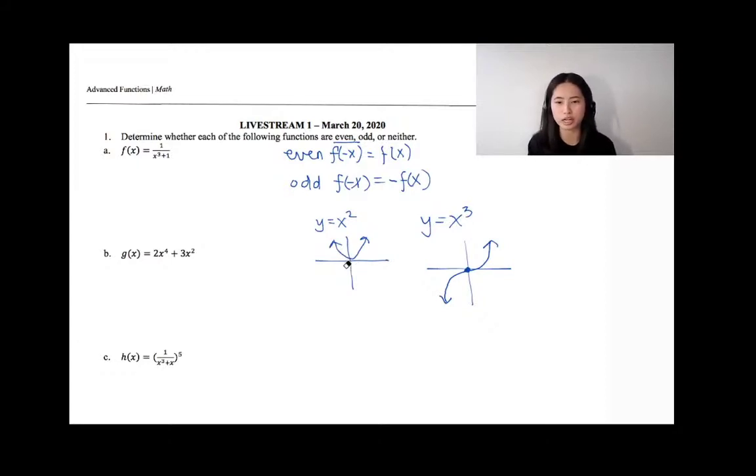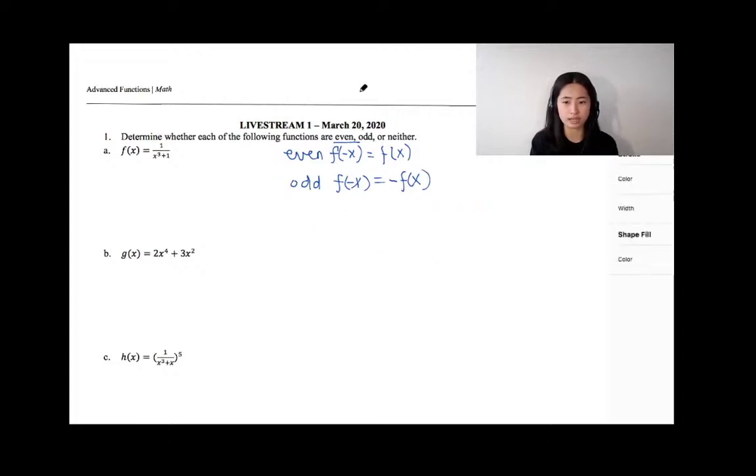Okay, so hopefully that was clear. But for these three questions, A, B, C, all you have to do is really evaluate whether you're going to have f of x as a result, which is the exact same thing as your function, versus if you can take out the negative sign and then you're going to have your function, f of x. Okay, and if it's neither, that means it's not going to be any of the two, right?